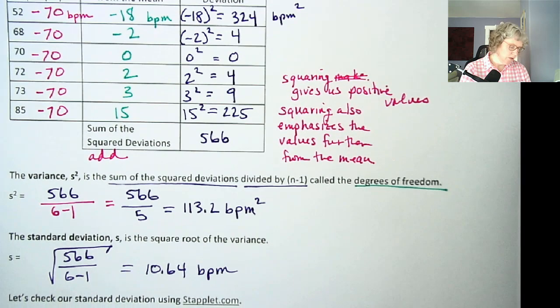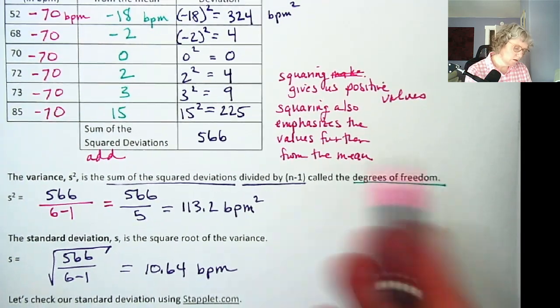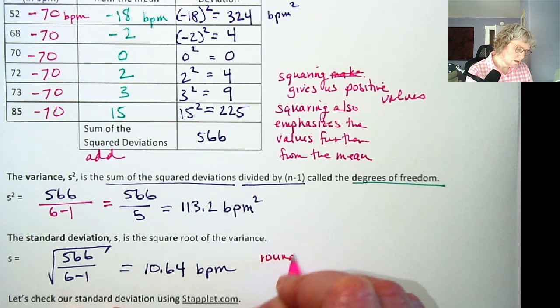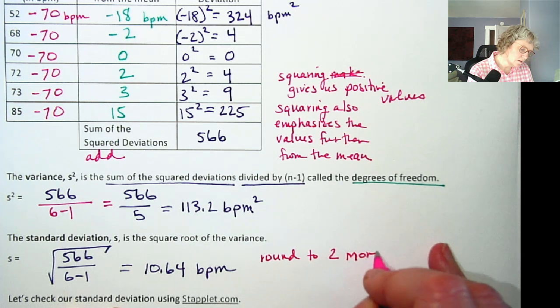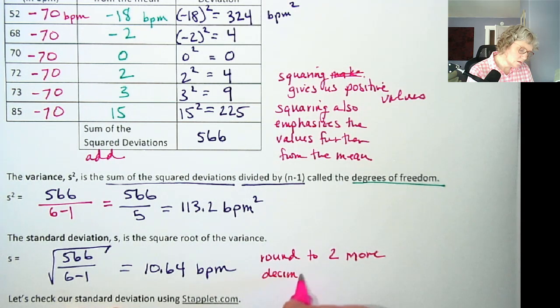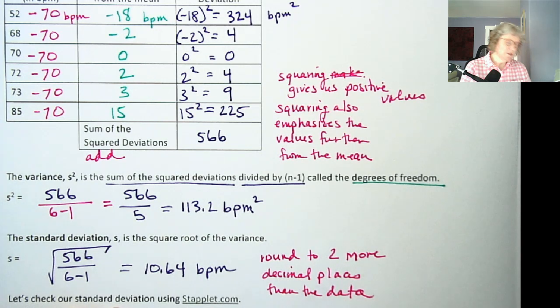Okay, and I'm just going to remind you here that we're going to round to 2 more decimal places than the data. So if our data had 1-digit decimals, then we would go to 3. So we just want to be a little bit more precise than our actual data, because it's usually in between our data values.